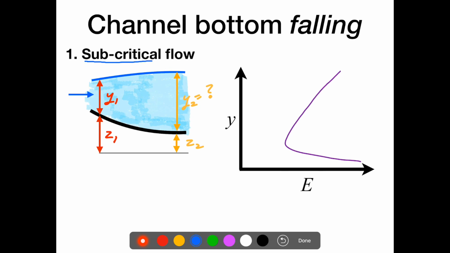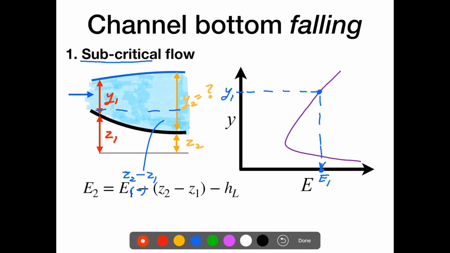And we'll start with subcritical flow again. So let's just pretend that we had some Y1 here. So we would walk our way over to the specific energy diagram here. Our intersection point is there. That would determine our E1. And now we have a situation where Z2 minus Z1 is actually negative, right? So this distance here, this is basically Z2 minus Z1 is negative, okay? And so our energy equation looks like that.